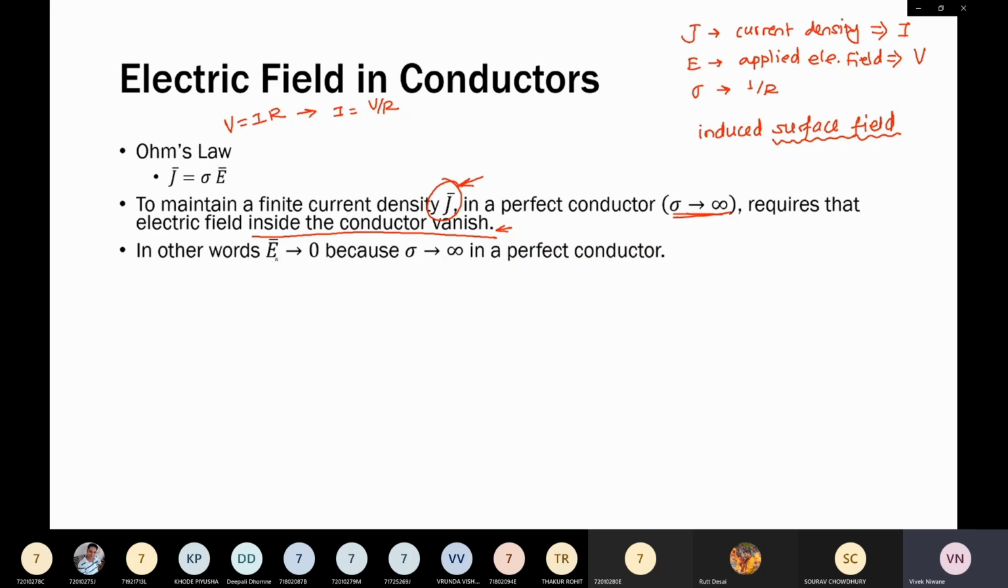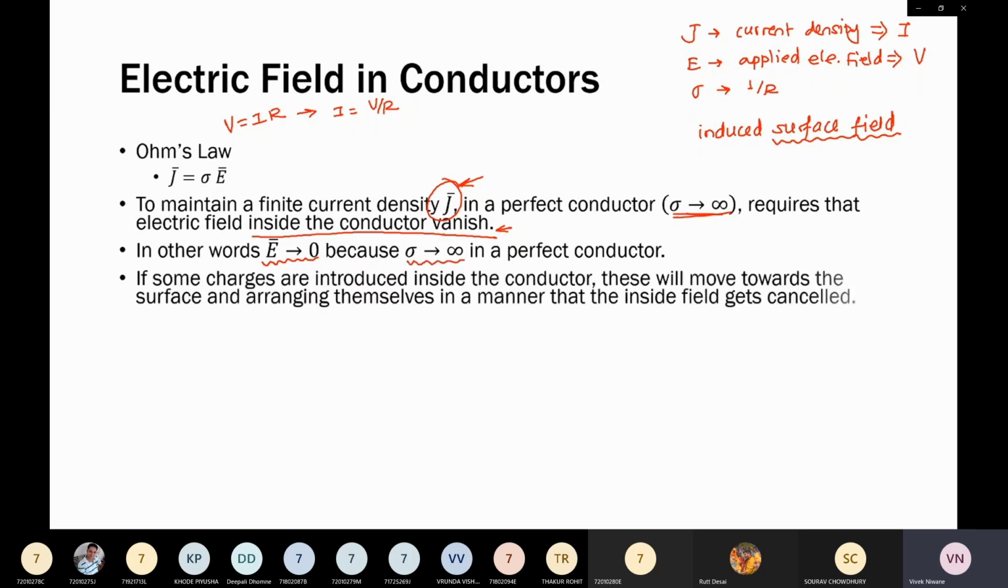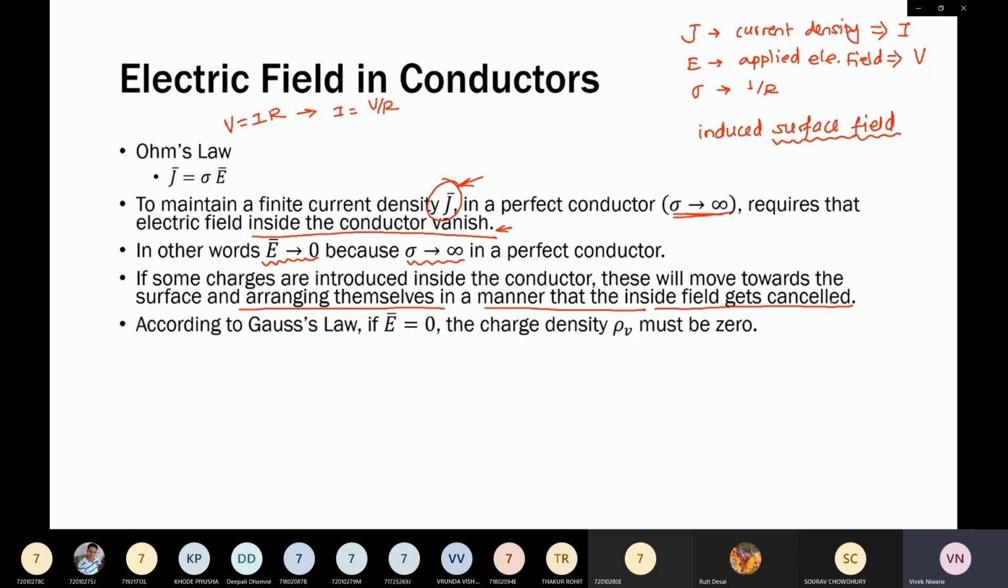In other words, electric field intensity inside the conductor is zero because its conductivity is infinite. If some charges are introduced in the conductor, these will move towards the surface and arrange themselves in a manner that the inside field gets cancelled. भाई आप कितने भी चार्ज पुट अप कर लो, externally supplied charge insert करो conductor में, they will tend to flow towards the surface and they will be in equilibrium so that electric field inside the conductor will become zero.